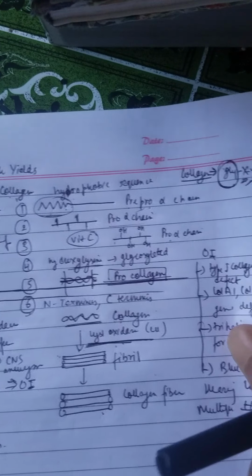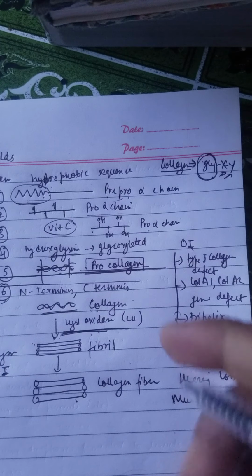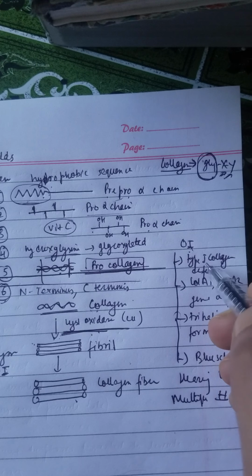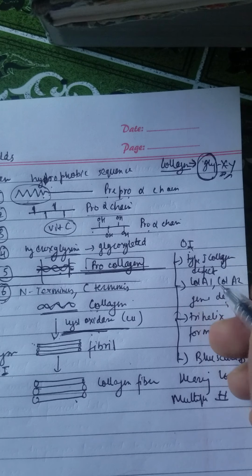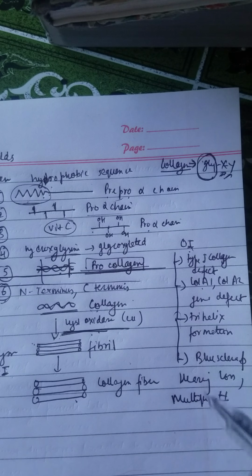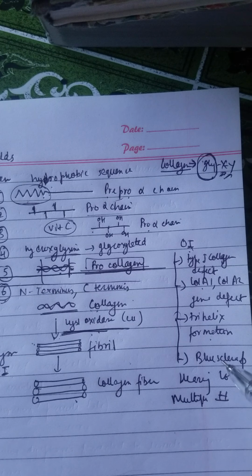Let us discuss some high-yield diseases of collagen. Firstly, we have osteogenesis imperfecta. This is a type 1 collagen defect that occurs as a defect in the COL1A1 and COL1A2 genes, and the main defect lies in triple helix formation. It is characterized by blue sclera, hearing loss, and multiple fractures.